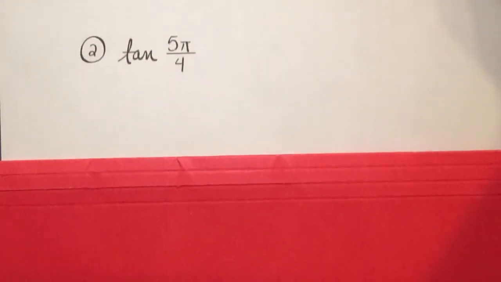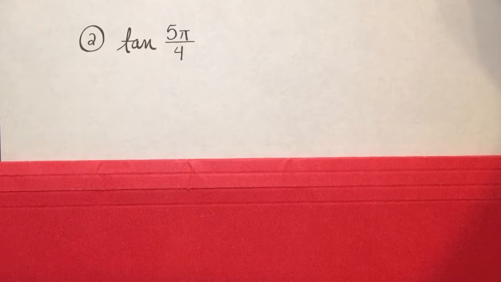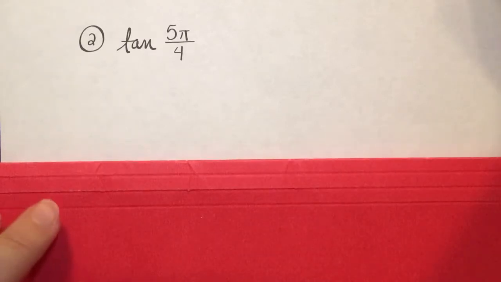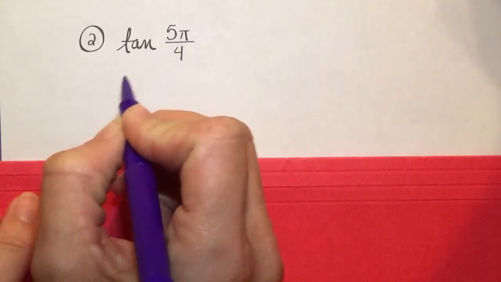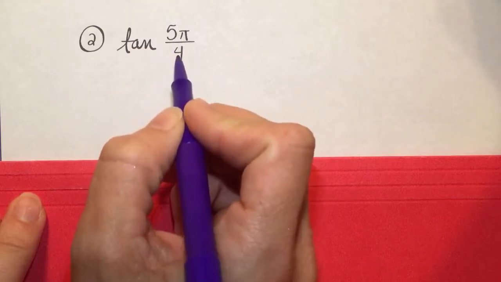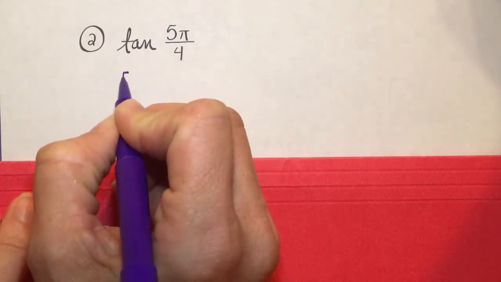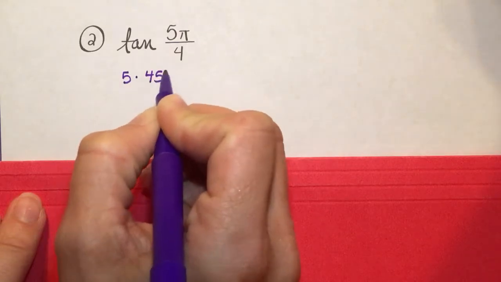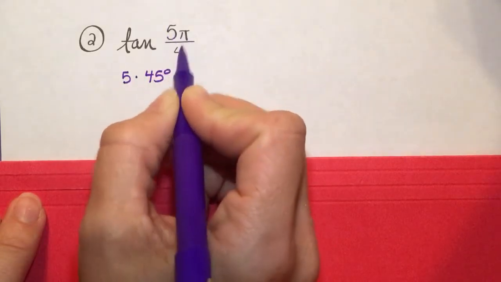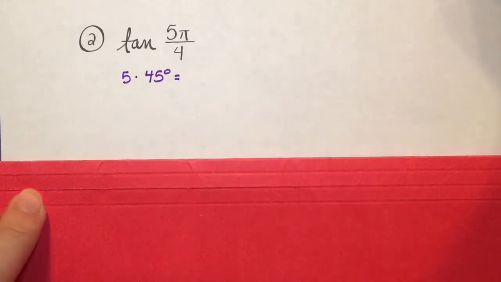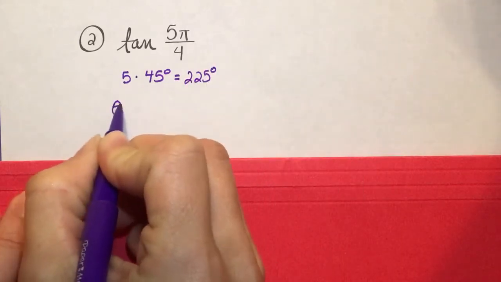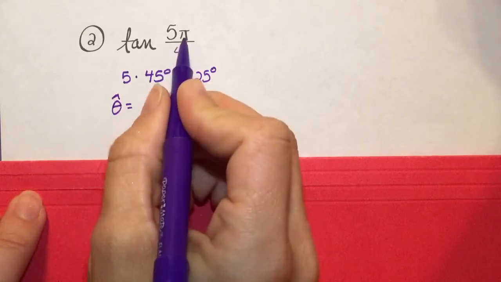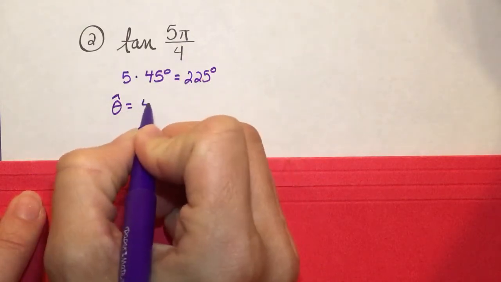Okay, looking at another one. I have tangent of 5 pi over 4. So again, recognizing that I have pi over 4 here, which is 45 degrees, that means I'll have 5 times 45. Of course, the 5 is because of this, and pi over 4 is the 45. So if you do 5 times 45, you're going to get 225 degrees. Okay, my reference angle is going to be the 45. You remember you got pi over 4 in it right here, which is 45 degrees.